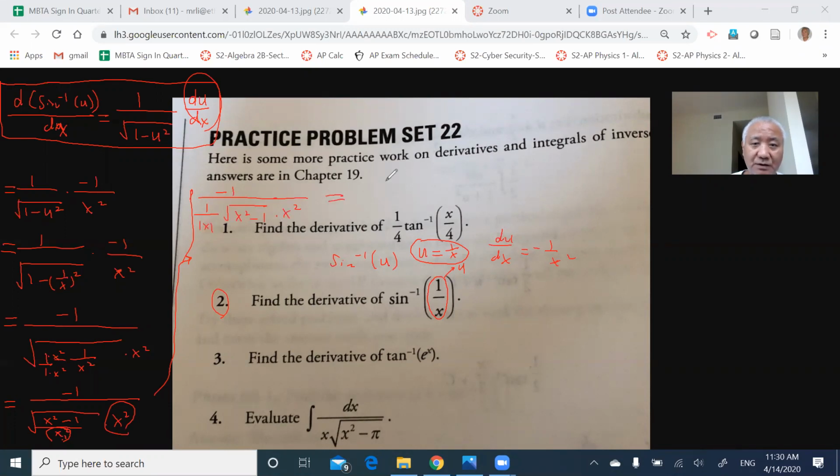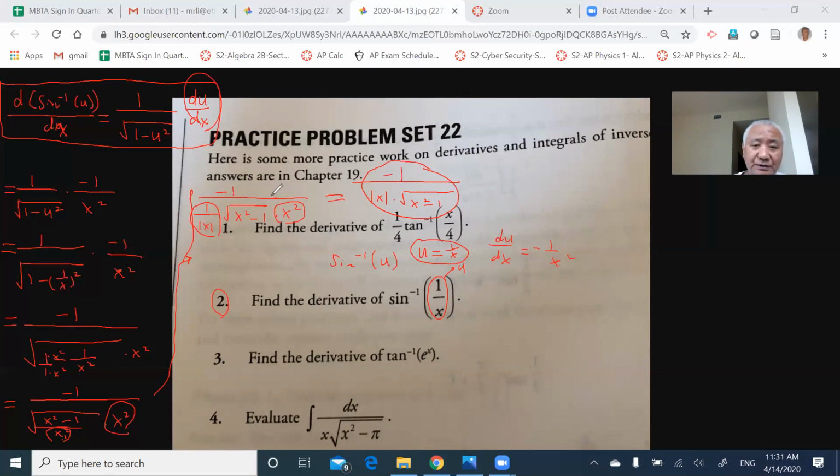And then you continue, negative 1 over, this together will be just the absolute value of x. You cancel the x, so it leaves only one x, but make sure it's positive, so put the absolute value there. And then the square root of x squared minus 1. So this is what we got for question number 2.